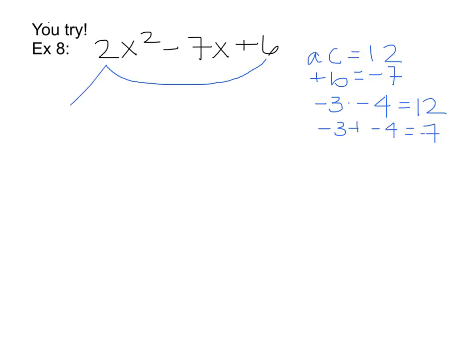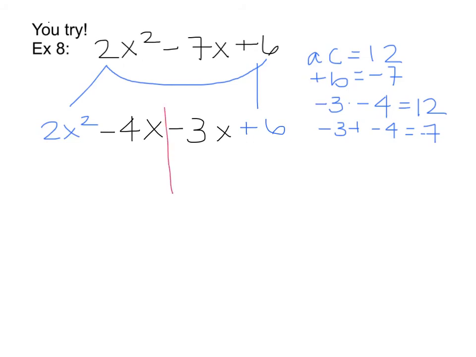So again, bring down the 2x squared. Now I'm going to replace my -7x with my two factors, the -3 and the -4. If you notice, I have a 2 here, so it would be smart to write the other even number, the -4 next. So I'm going to write -4x and then -3x, and then you have to bring down the +6. If you wrote it in a different order, you would still get the same answer. Your factors would just be different. So draw a line down the middle of it.